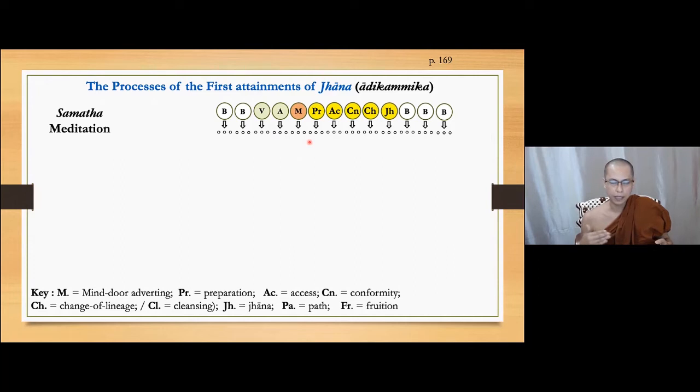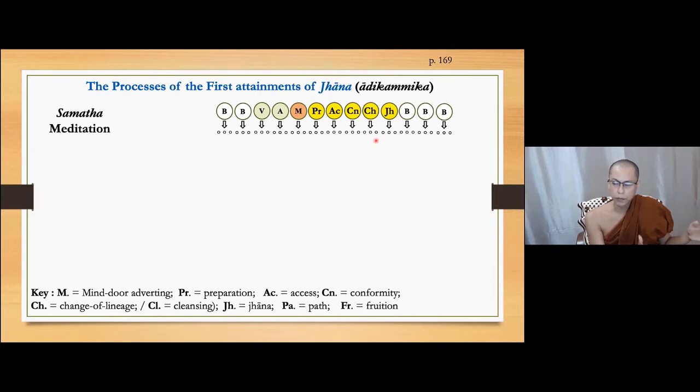Like the access to the village or access to the city, here it is the access to the absorption. That is why this moment is called the access concentration. Then similar to this moment, taking the Pratibhaga Nimitta as its object, many times the process with the sense sphere jhana can also be regarded as access development, because they are similar to this process of mind moments.